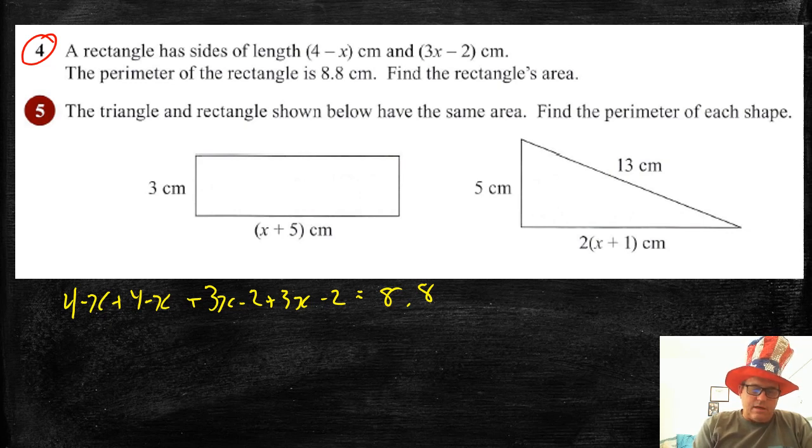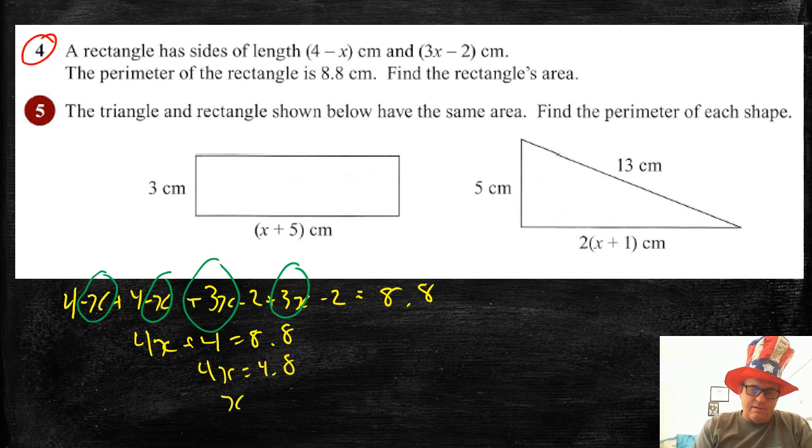So, combine my like terms. I have minus x, 3x, and 3x. So 6x minus 2x is 4x. Then I have 4 plus 4, which is 8. Minus 2 is 4. Equals 8.8. 4x equals 4.8. X equals 1.2.